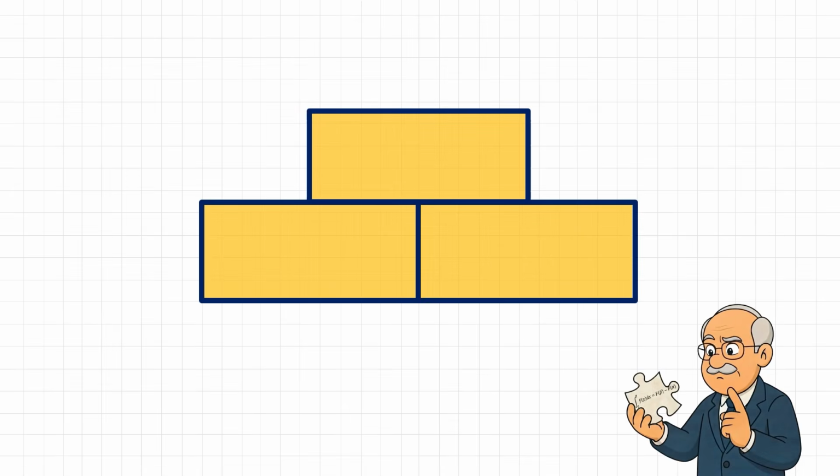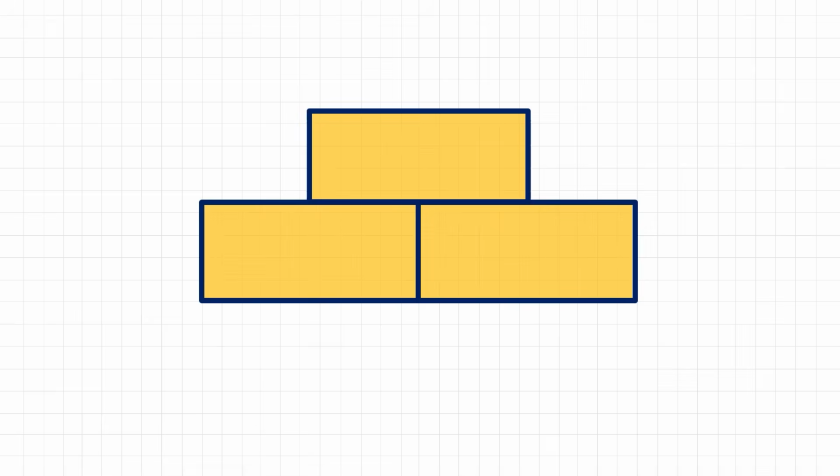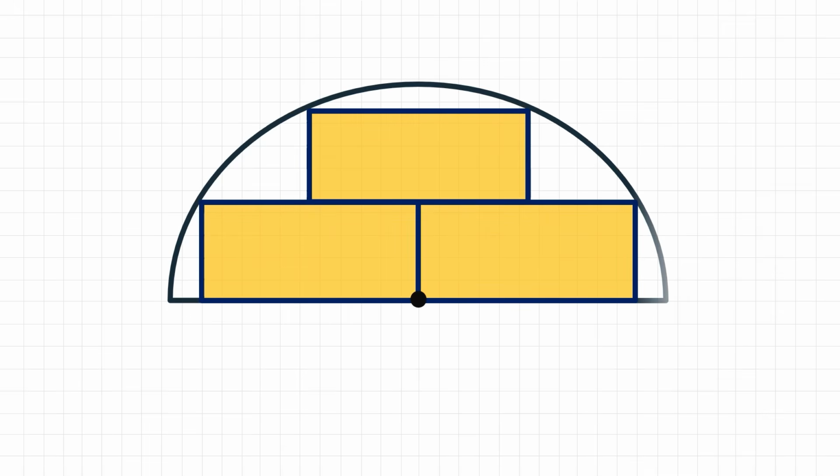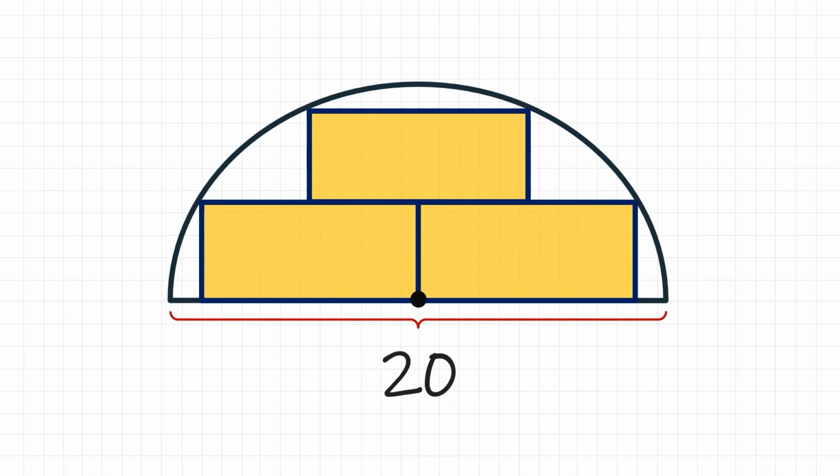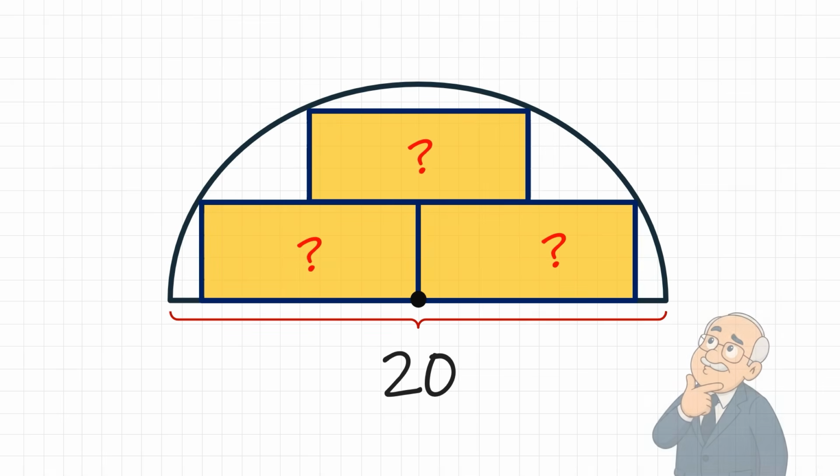This puzzle is a perfect example of how geometry hides its secrets in plain sight. We are given 3 identical orange rectangles stacked inside a semicircle that has a diameter of exactly 20. But notice, we aren't given a single height or width or any other information. So how do we calculate the area of these rectangles? Give it a try before we solve it together.